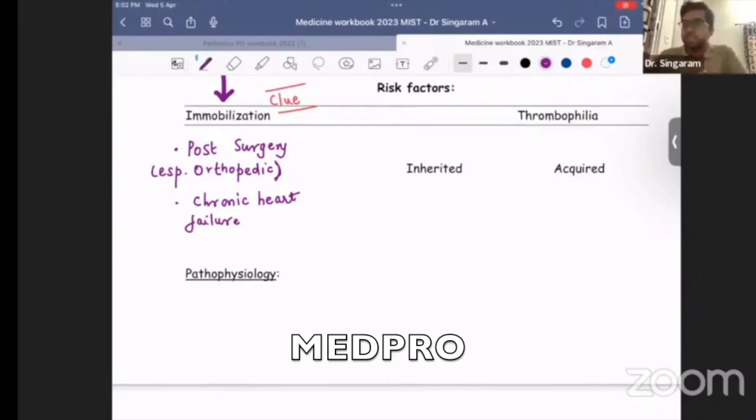They have this dyspnea and all, so they will not move around for a long period of time. That also predisposes to this one condition. Why not pulmonary? It can also be a factor, but rarely. So chronic heart failure or pulmonary conditions can be there.